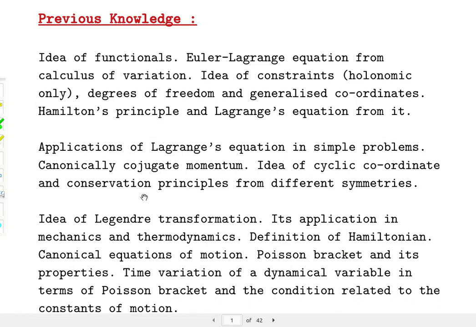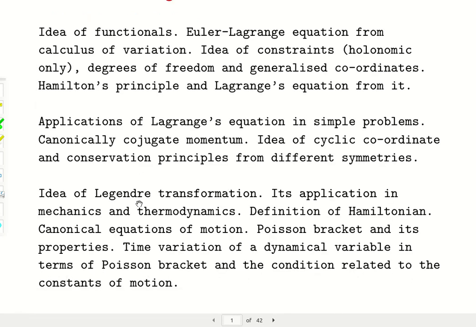of cyclic coordinates, conservation principles, and so many things, what is called the Poisson bracket, and the time variation of the dynamical variable in terms of the Poisson bracket, that is the equation of motion.